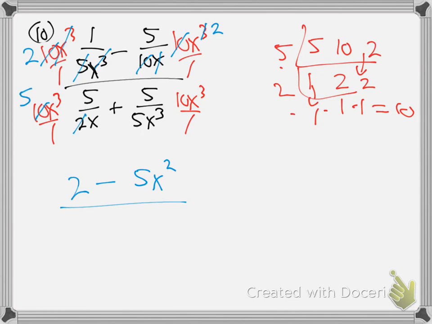2 goes into 10 5 times. X cancels in x cubed, leaving x squared. 5 times 5, 25 x squared. Is that too quick? See how there were 2 5s there? Made 25.